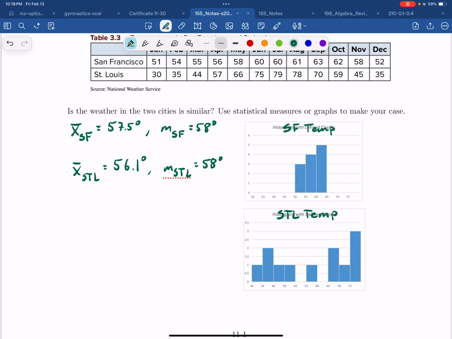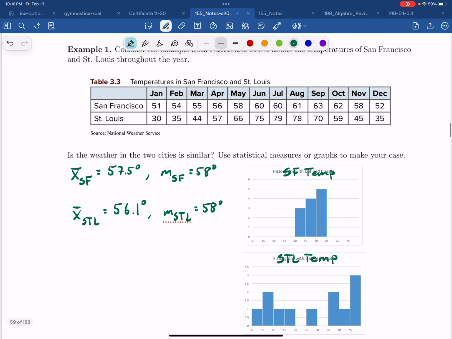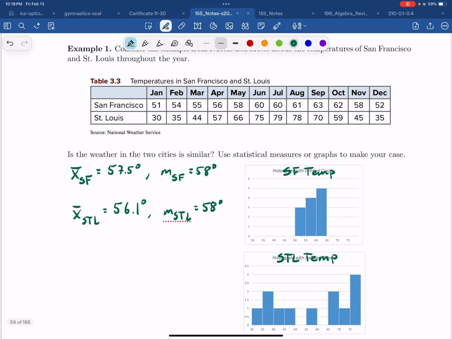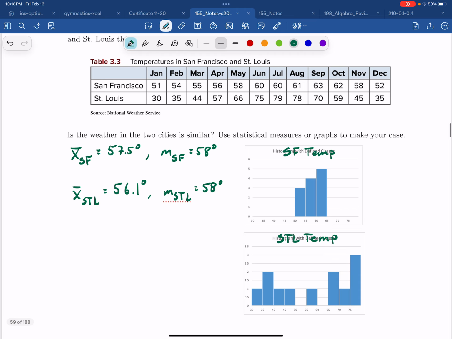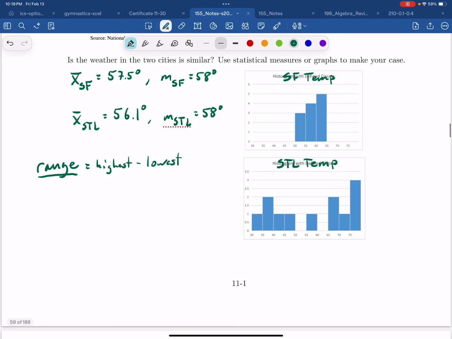Can you think of one? Well, if you thought about it for a second, you could look at the range of the data. The range of the data is the highest minus the lowest value. So I'll say the range equals highest minus lowest. And here I think we will see some difference.